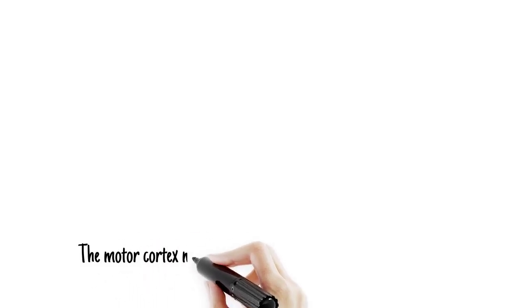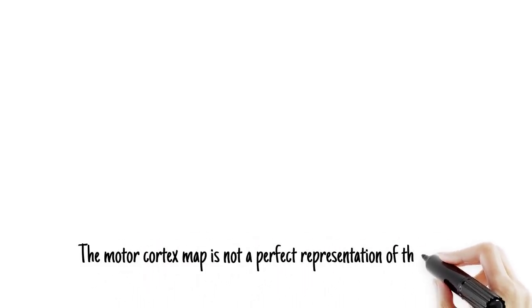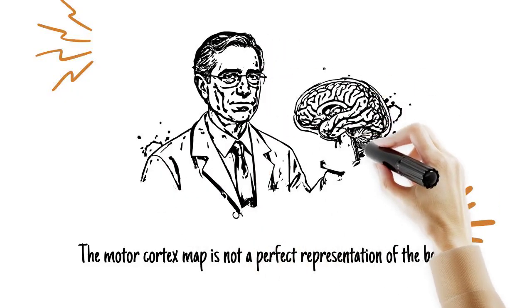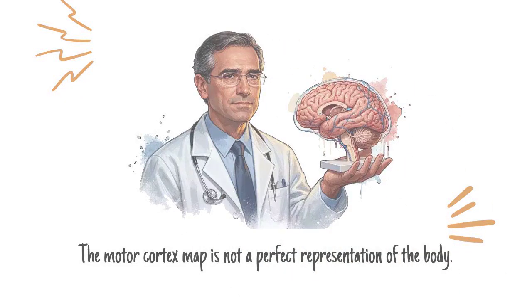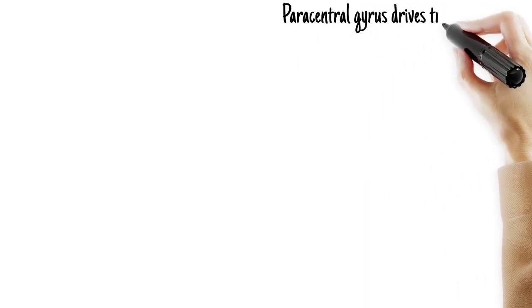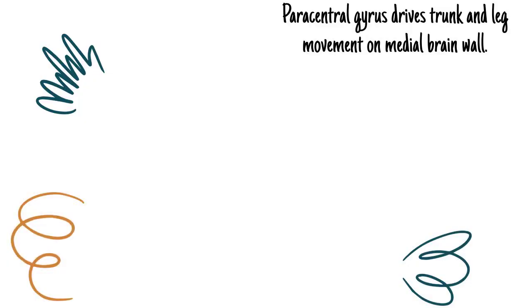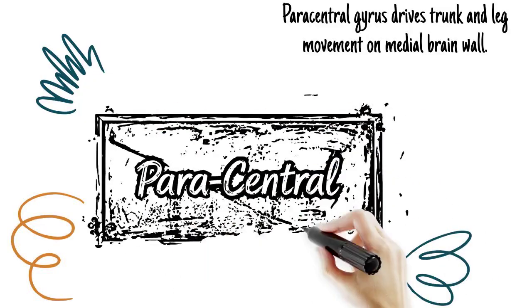The motor cortex is organized like a map of the human body, but it is a distorted map. Body parts are not represented equally. The paracentral gyrus, which sits on the medial inner wall of the hemisphere, specifically provides motor output for the trunk and lower limbs.